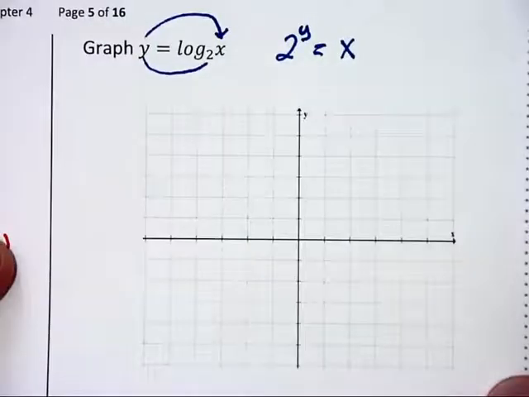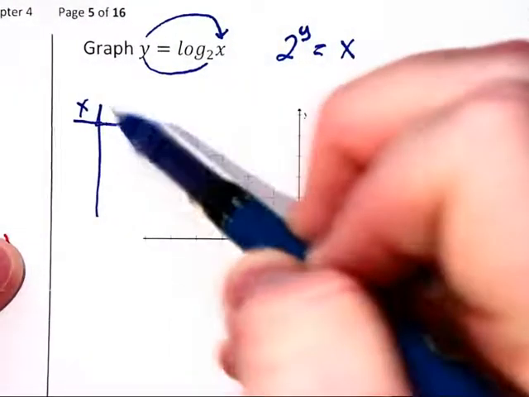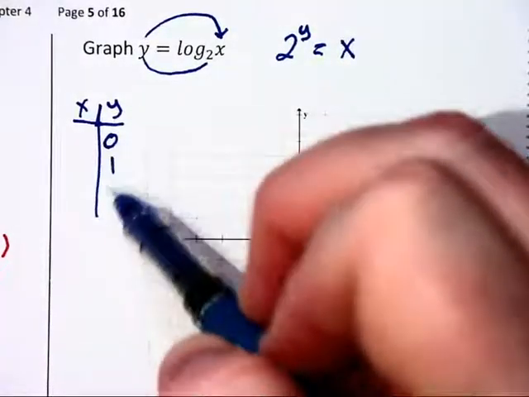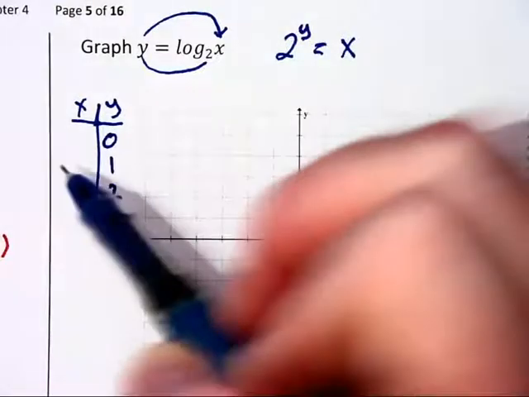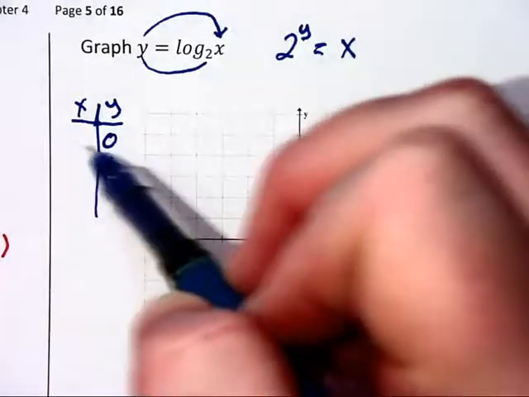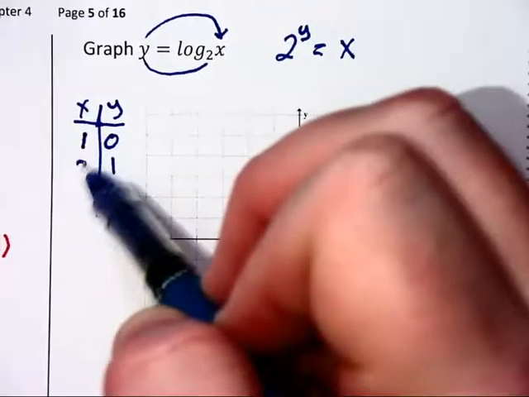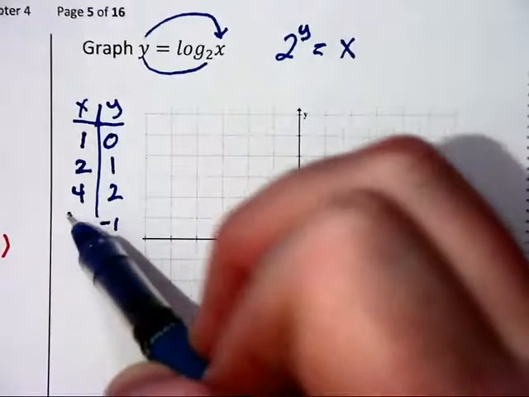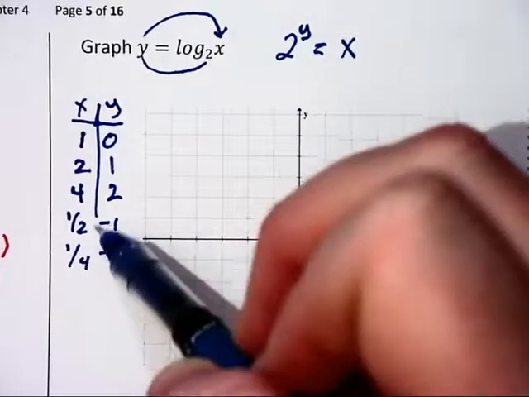So if I'm going to use an xy chart, I'm going to pretty much let the y's be the inserted values, the input. If you have 0, 1, and 2 for input for y, then you have 2 to the 0, that's 1. 2 to the first is 2. 2 to the second is 4. Here's our -1 coming out as a half on the left, and -2 coming out as 1/4.